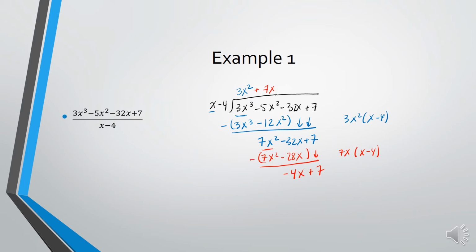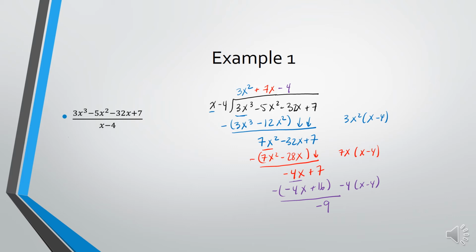Next, what should I multiply x by to get negative 4x? So negative 4. And I will multiply. So negative 4x plus 16. Multiply and subtract. Don't forget, multiply and subtract. My 4x's cancel. Once I distribute, I'll have 7 minus 16, which I believe gives me a negative 9.